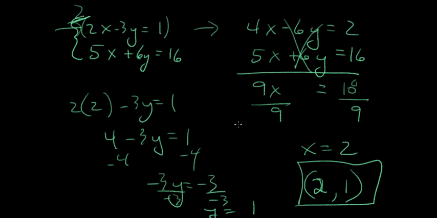And real quickly I can throw these in and just do it in my head. 2 times 2 is 4, minus 3, that's 1. 2 times 5 is 10, plus 6 times 1 is 6, so that's 16. So they both work out, and this is definitely my solution.